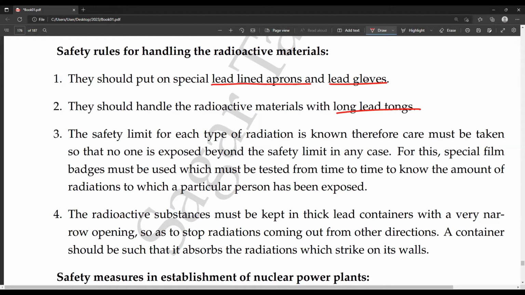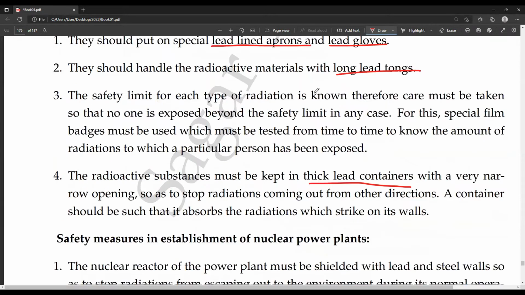So the badge color changes to indicate the amount of exposure, and then they are taken off. So such things are there. Radioactive substances are kept in thick lead containers. Okay, and lead containers stop the radiation and prevent it from escaping and harming others. So this is the safe handling of radioactive material.